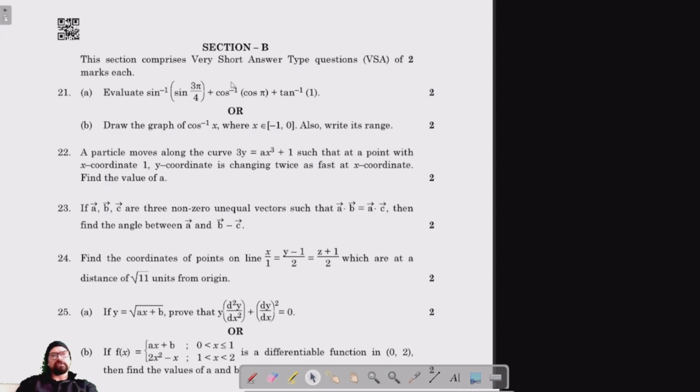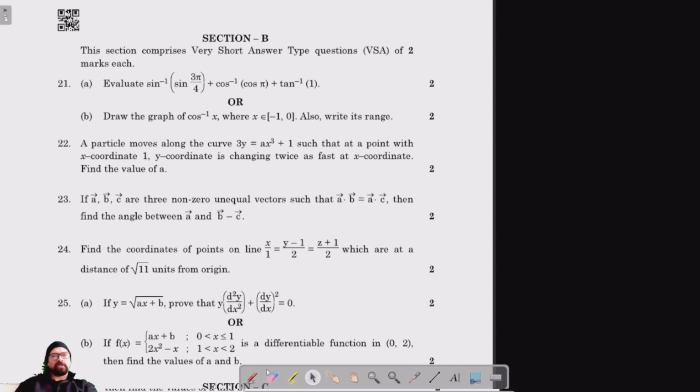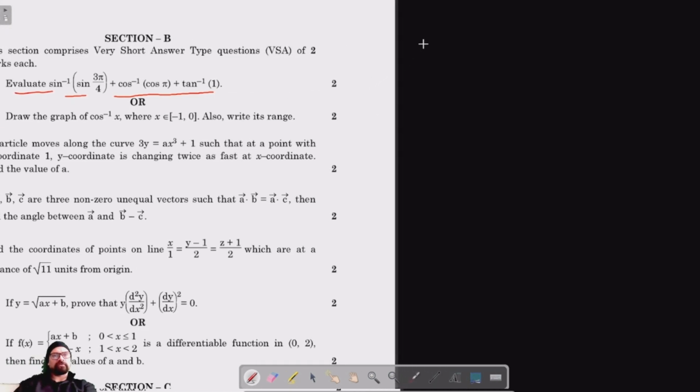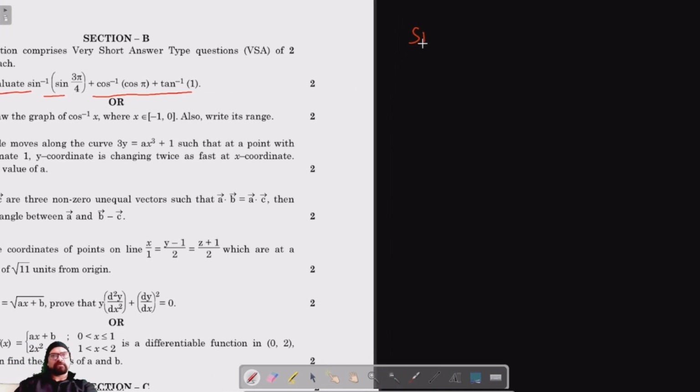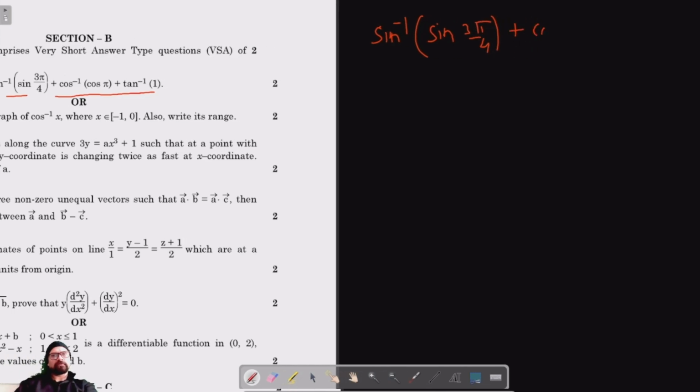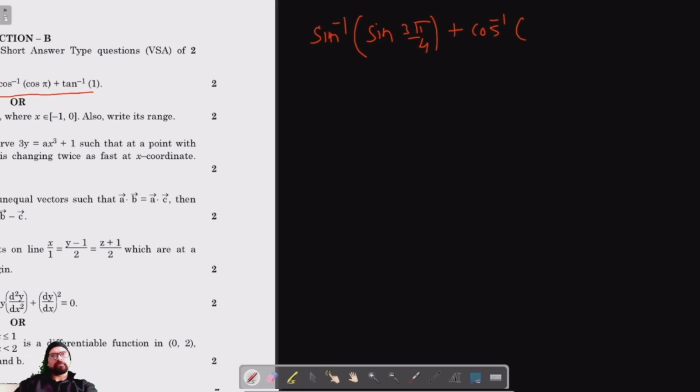Okay, section B comprises very short answer type questions of 2 marks each, and we are going to solve the first one, both the parts. For part A, we have to evaluate sine inverse sine 3 pi by 4 plus cos inverse cos pi plus tan inverse 1. So this is sine inverse sine 3 pi by 4 plus cos inverse cos pi plus tan inverse 1.